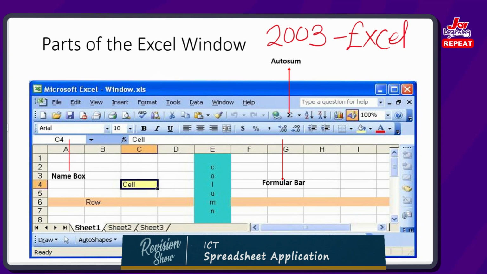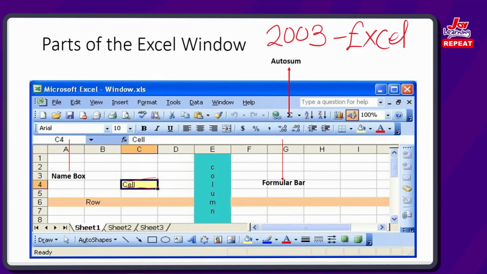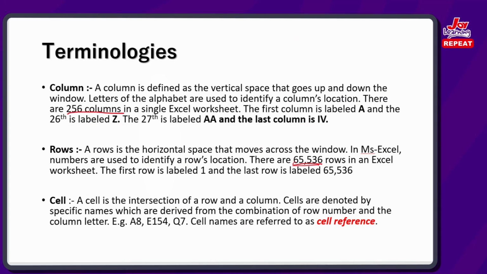When a row and a column meet, or when they intersect, is what we call a cell. Over here, where "cell" is written, there's a yellow shade. Where it is written is what we call a cell, and it is formed when a column and a row meet. So a cell is the intersection of a row and a column.